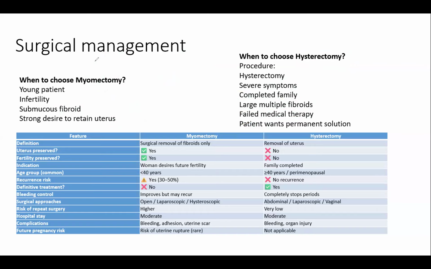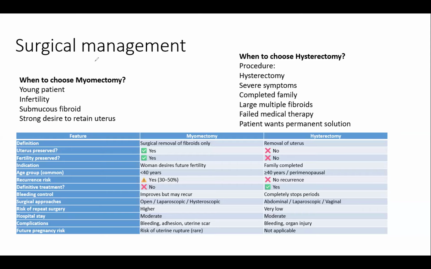So, as we were talking, surgical removal of fibroids only is myomectomy. Removal of the complete uterus is hysterectomy. Uterus preservation and fertility preservation are done in myomectomy. So, age less than 40 years who desires fertility, myomectomy is done. The main risk is that the risk of repeat surgery is high, because the chance of recurrence of fibroid is high in myomectomy. In hysterectomy, you are completely removing the womb.